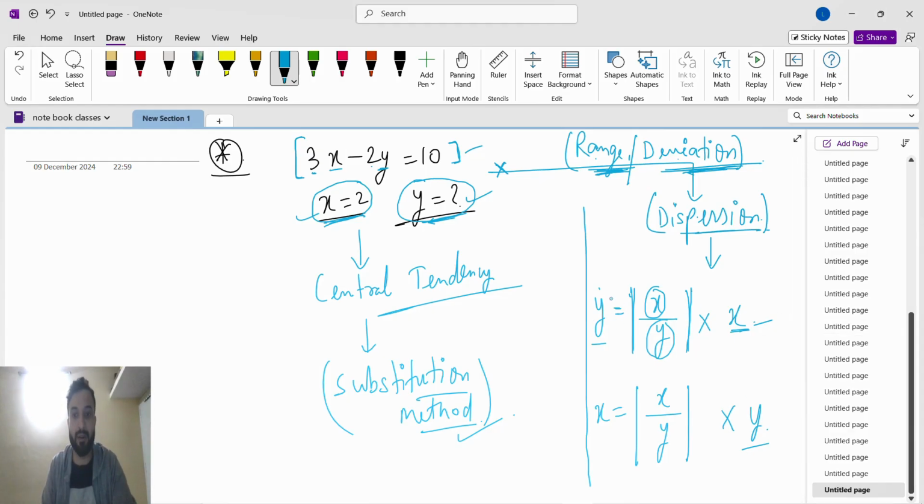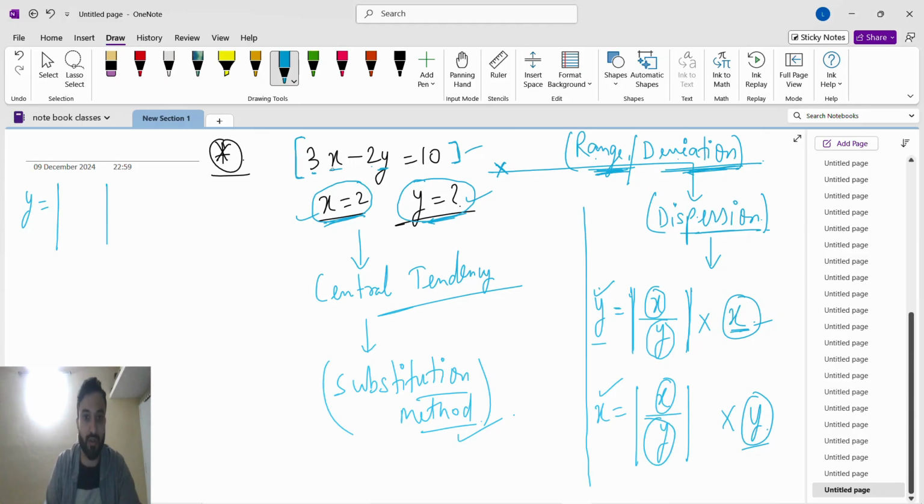It depends upon which is given. If x value is given and we have to find y, use this. If y value is given and we have to find x, use this. So let's see this question. You have to find the y. So y is equal to mod of coefficient of x by coefficient of y. It will remain same, it will not change.